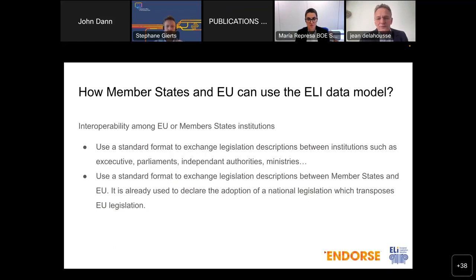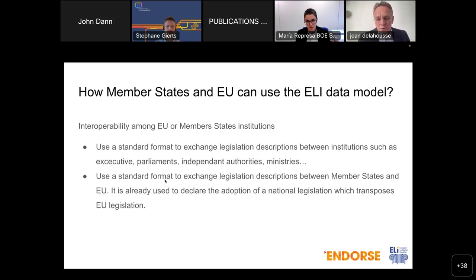The third use of ELI is really interoperability among the EU and member states. So one of the usages is when you exchange information about legislation between institutions, so it can be between a government and a parliament, or with independent authorities, with ministries, is to have a way to transfer this information in something that is standard, and not to have to redefine a new data model each time you do those exchanges.